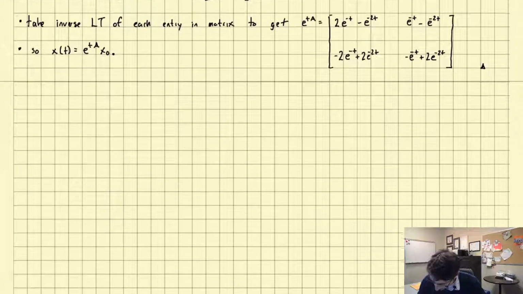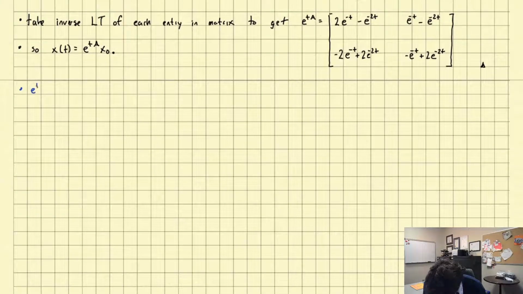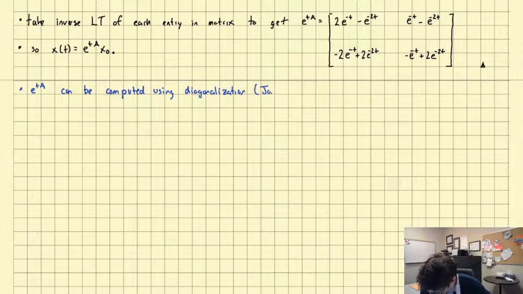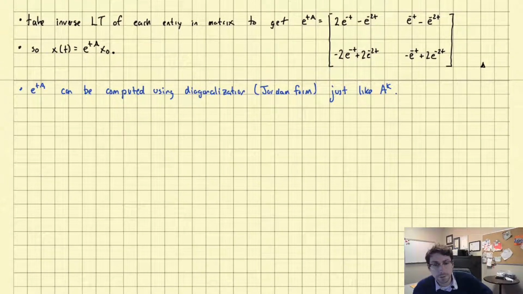Okay. So I'll just mention in passing that e to the ta can be computed using diagonalization, or more generally, the Jordan form, just like a to the k. I won't go over that, but basically everything you can say about a to the k, there's an analogous thing for e to the at.